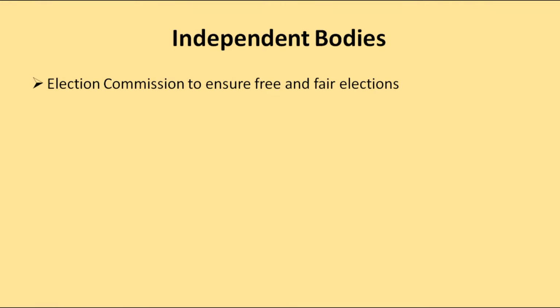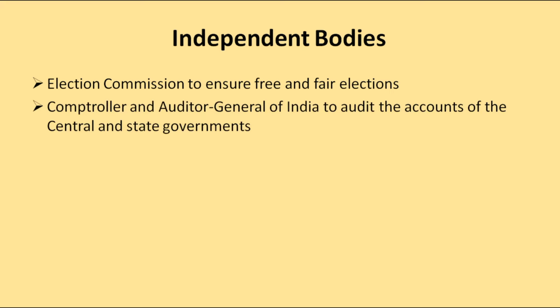Independent bodies, such as the Election Commission to ensure free and fair elections to the Parliament, to the State Legislature, and to the election of the President or Vice President. Then Comptroller and Auditor General or CAG to audit the accounts of the central and state governments. He acts as the guardian of the public purse and comments on the legality and propriety of the government expenditure.